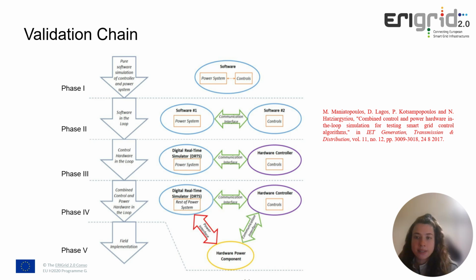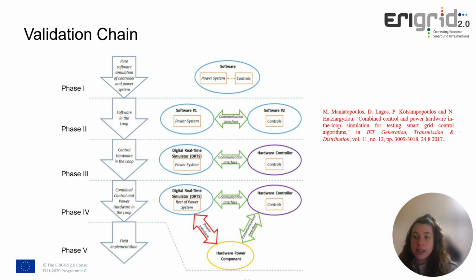To address this, a structured testing chain has been developed, one that evaluates control algorithms step by step through increasing levels of realism. We start with pure software simulation. Here, both the power system and the control logic are simulated, typically using platforms like MATLAB or Simulink or other available platforms for EMT and RMS studies. This is useful for initial testing but lacks real interaction between power and control domains.